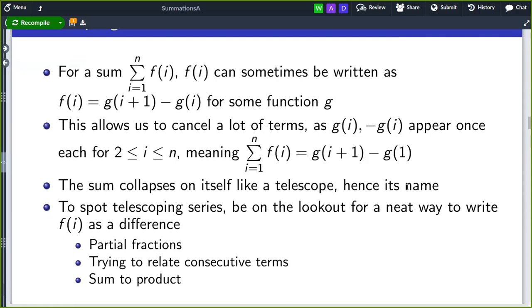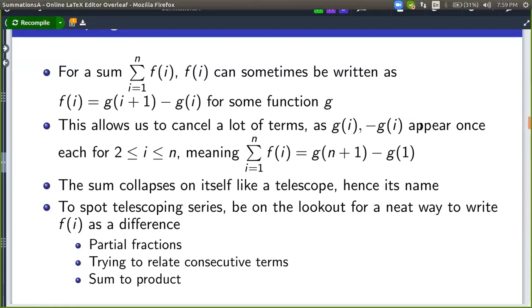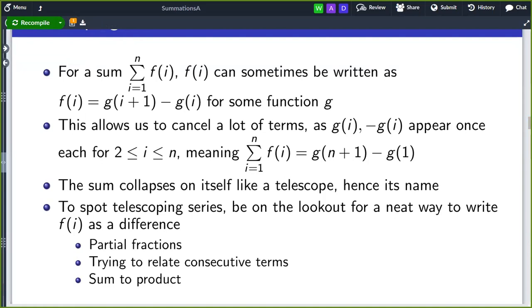Since this method sort of telescopes, sort of collapses the sum in on itself, it's called telescoping. So there are some good methods to find telescoping series. In general, you want to find a way to write it as g of i plus 1 minus g of i. So that means trying to find a way to make it a difference.